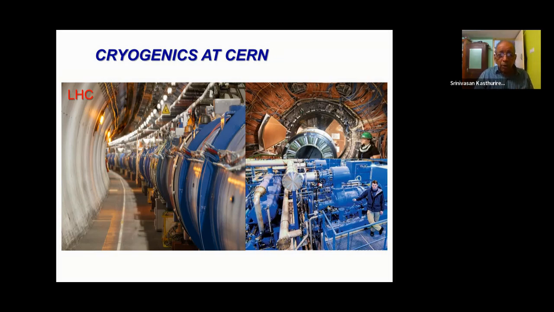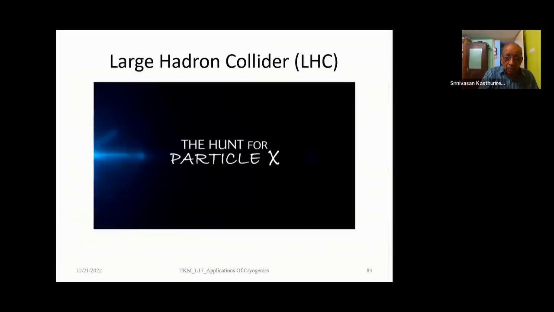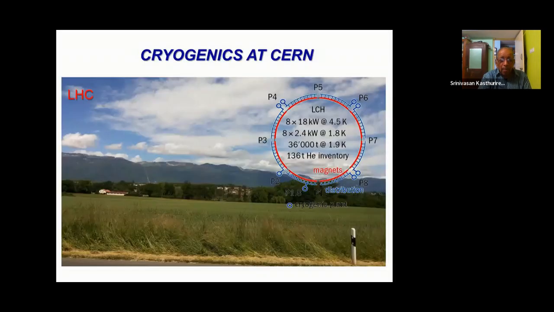So cryogenics is specifically required for superconducting magnets, which are present in such systems. I believe we also need the magnetic fields so that the particle can be bent at an angle. People are trying to find out the particle X. Large Hadron Collider, there are experiments which are going on in this area. And you see the cooling requirement in such cases.